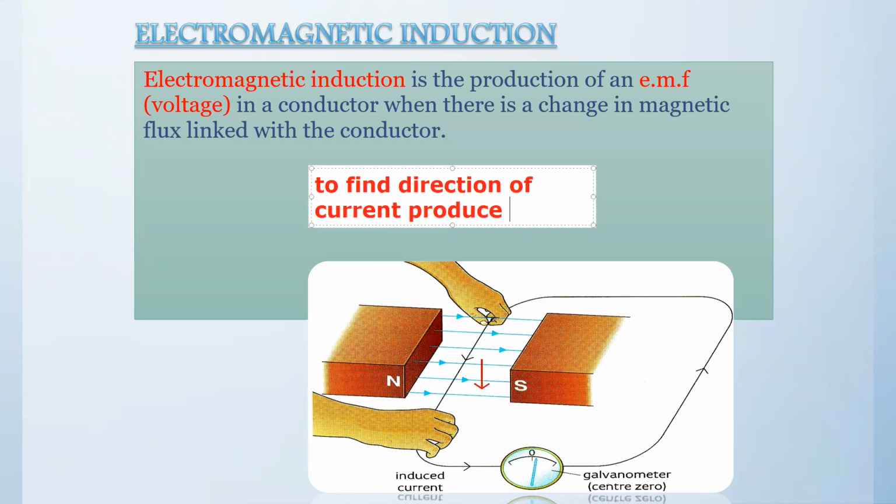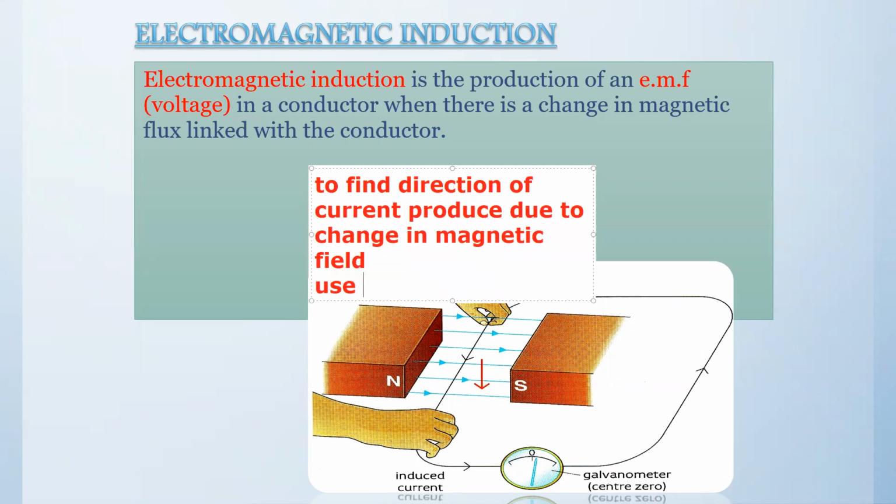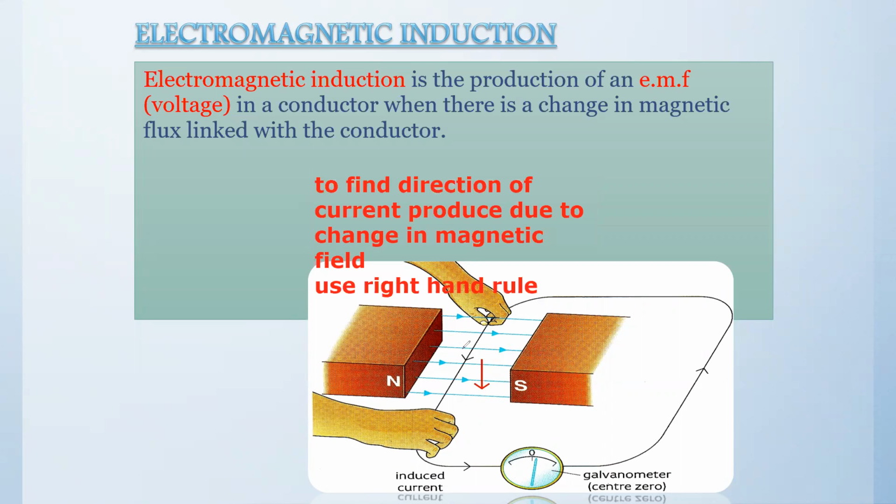so to find the direction of a current produced due to change in the magnetic field, we use the right hand rule. So if I ask which direction the current is produced here, for example, if this arrow was not given and you want to find the direction of a current.